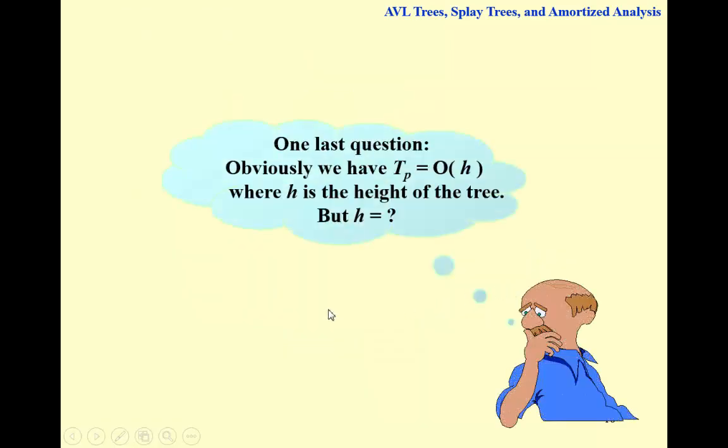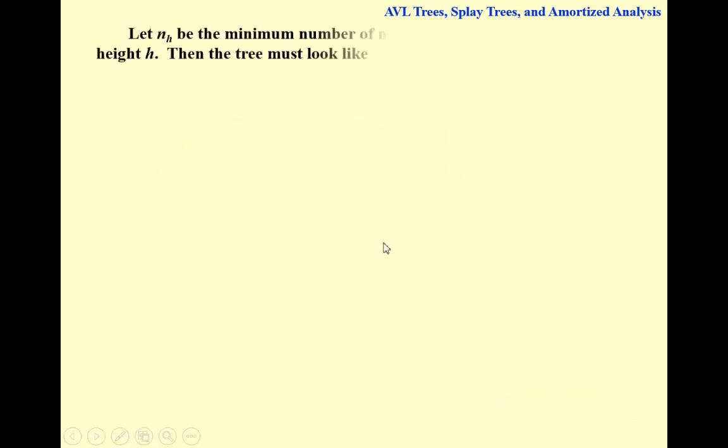One last question. Obviously the time complexity of every operation is proportional to the height of the tree. But what is the height of an AVL tree? The answer is not so obvious. We hope that it could be big O of log n, but it's not clear so far. So let's take a closer look. Suppose we have a height balance tree of height h. Then let's denote the minimum number of nodes by n sub h.